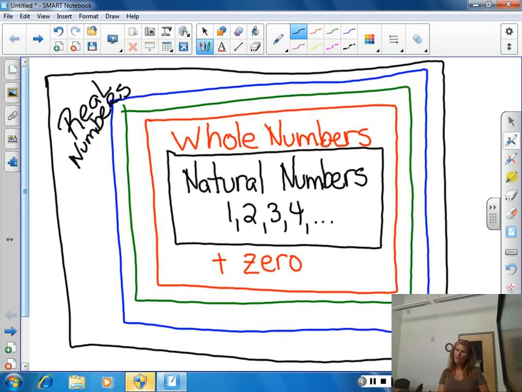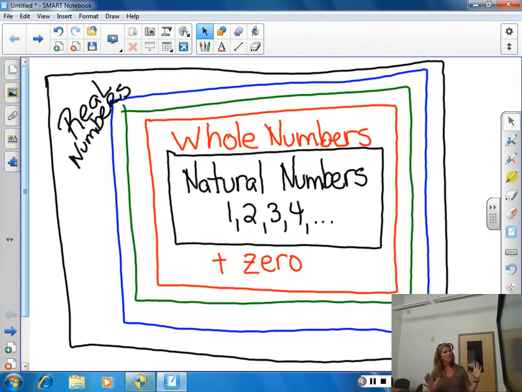So we have the natural numbers, which are the numbers that we count with. The whole numbers, which are the numbers that we count with plus 0. And then we have real numbers, which are all those things plus all the other stuff, fractions and decimals and negatives and all that stuff. So we have this whole big thing going on, and terminology is important.